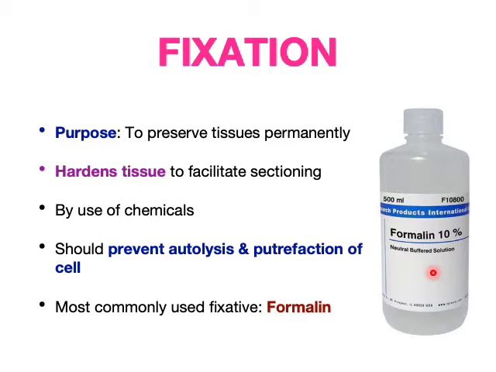How is it prepared? It is prepared by mixing 100 ml of 40% formaldehyde in 900 ml of distilled water to get 10% formalin. So the formalin is prepared by mixing 100 ml of 40% formaldehyde in 900 ml of distilled water to get a 10% formalin solution. Then it will be ready to do the fixation of the tissue.